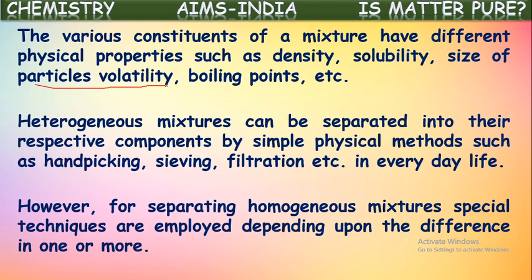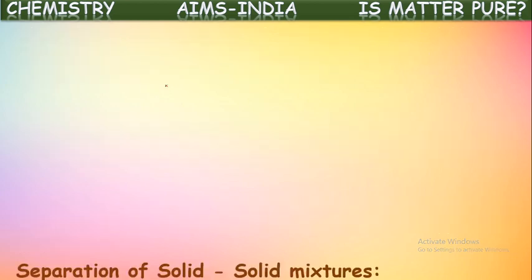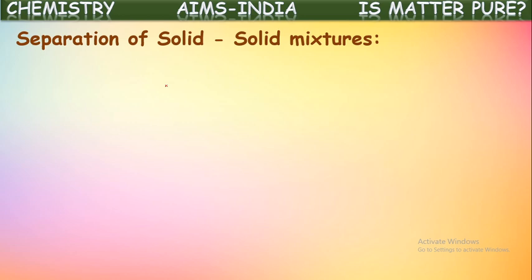But the separation of homogeneous mixtures needs a little more work, because in homogeneous mixtures the components cannot be seen clearly separate from one another, isn't it? So first let us see how some homogeneous mixtures are separated. One category is solid mixtures. Now here let us see the separation of solid mixtures.